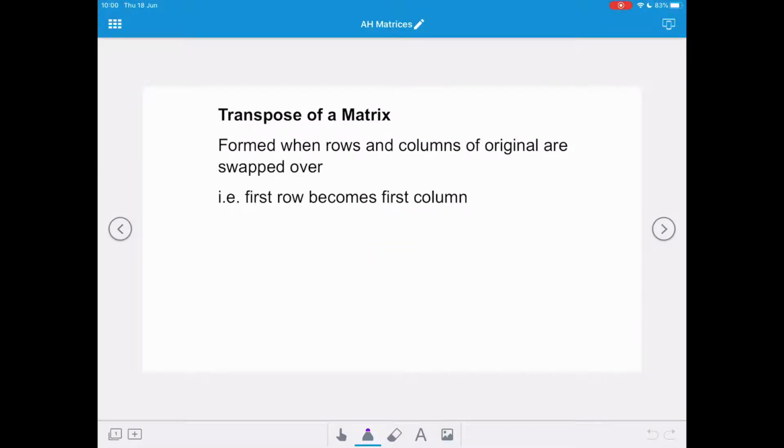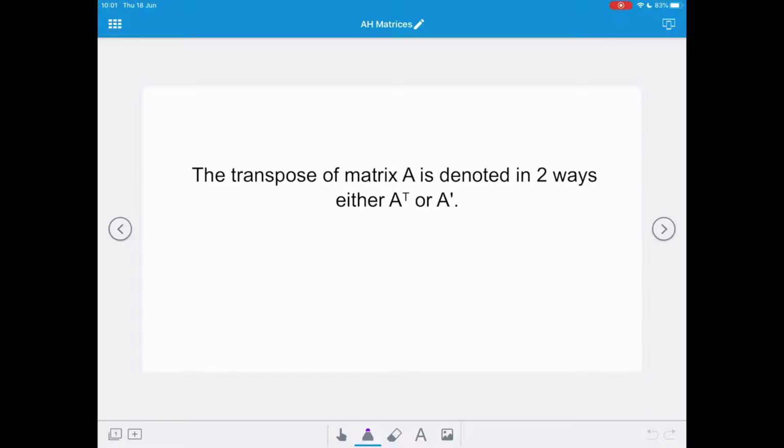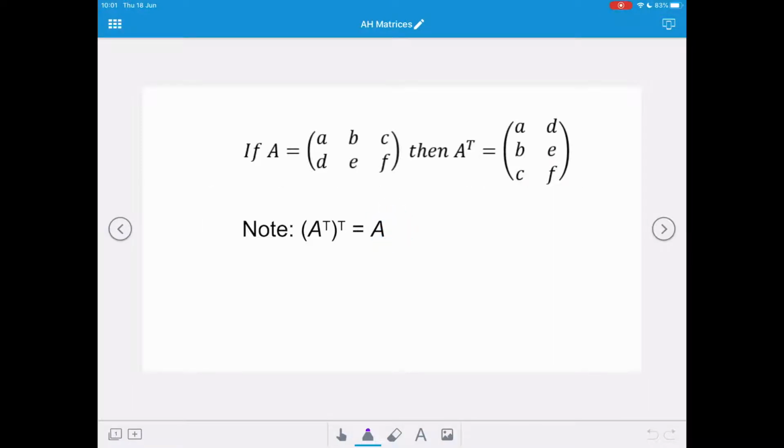So the transpose of a matrix is formed when rows and columns of the original are swapped over. So in other words, the first row becomes the first column, and so on. So the transpose of matrix A is denoted in 2 ways, either A to the power of T or A prime. So if A is the matrix a, b, c, d, e, f, then the transpose of A is going to be a, d, b, e, c, f. And we also need to note here that the transpose of the transpose of A is the original matrix A.